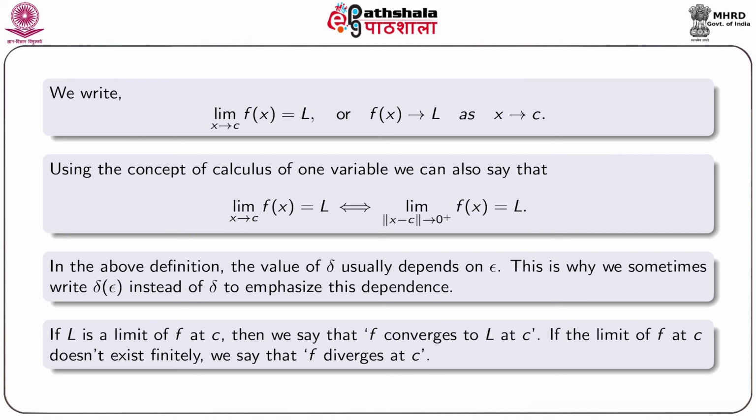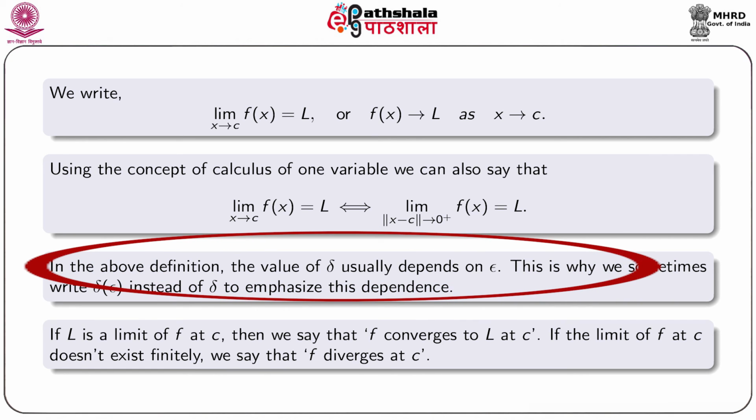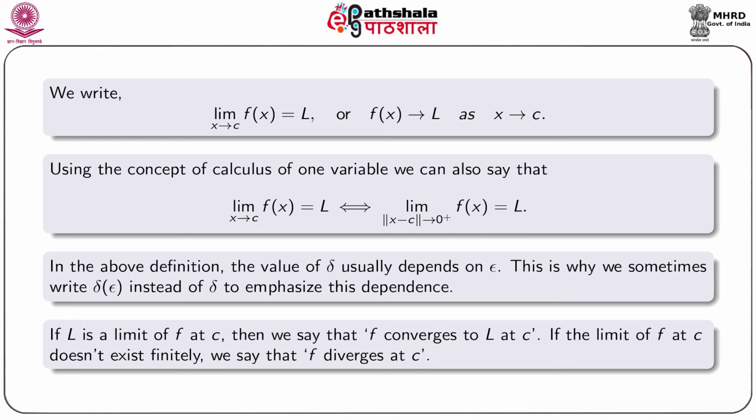One point to be noted here, in the above definition, the value of delta usually depends on the value of epsilon. This is why we sometimes write delta(epsilon) instead of writing delta to emphasize this dependence. If L is the limit of f at the point c, then we also say that f converges to L at c, and if the limit of f at the point c does not exist finitely, we say this phenomenon by saying that f diverges at c.